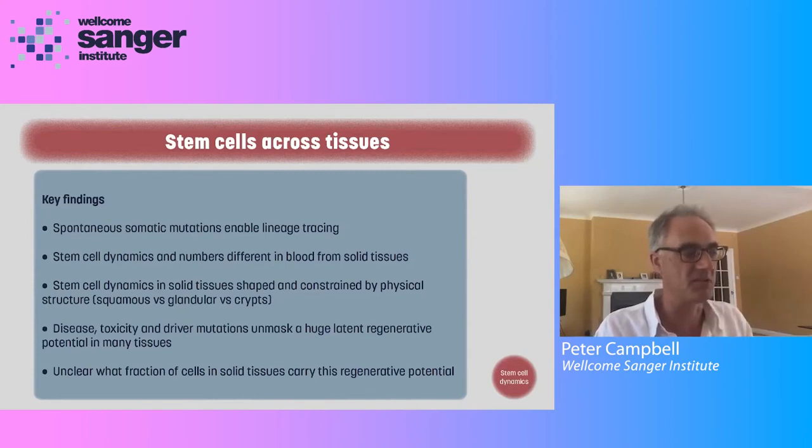What's interesting, and is of course a fundamentally important question for stem cell biologists, is what fraction of cells in these solid tissues carry this regenerative potential. How many cells are there in a liver that can respond in that regenerative way to create entire clones or cirrhotic nodules? We just don't know what that fraction of cells really is. So that's where I want to finish.